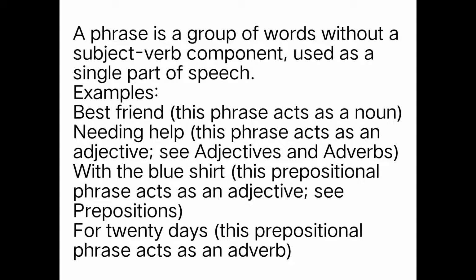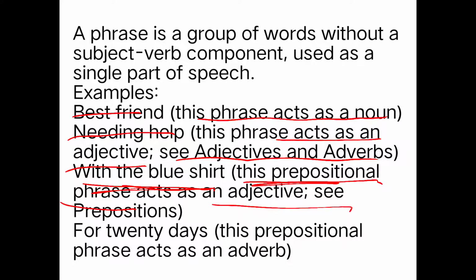For example, "best friend." This phrase acts as a noun. But what is the best friend doing? What does the best friend want from you? That is not given in the sentence. "Needing help": this phrase acts as an adjective. "With the blue shirt": this works as a prepositional phrase, which also acts as an adjective. Clear? "For 20 days": this part of the sentence also does not have a complete meaning.